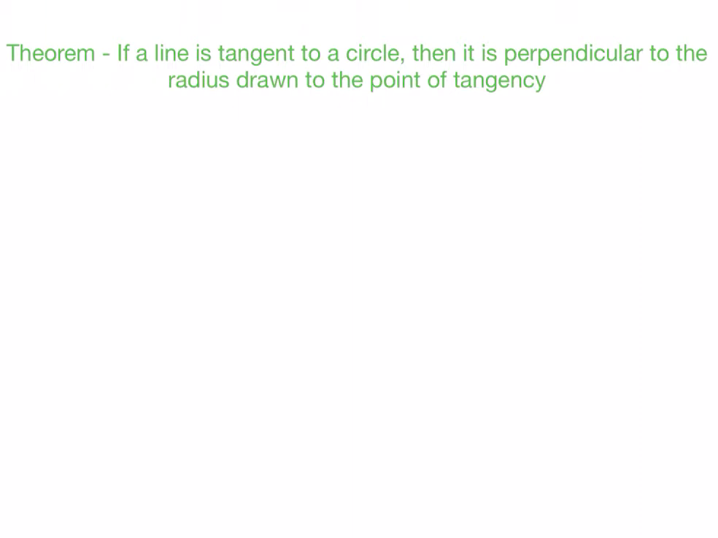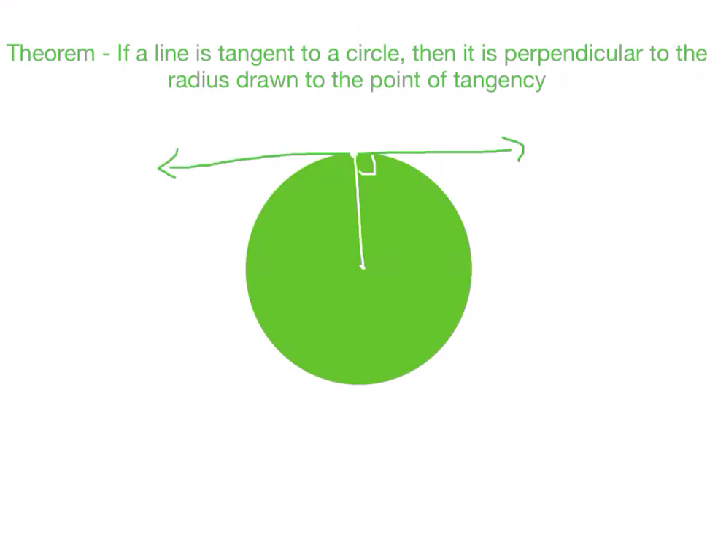Let's take a look at a theorem that we may have. If a line is tangent to a circle, then it is perpendicular to the radius drawn to the point of tangency. So here is what it might look like. We have a tangent that's drawn, intersects the circle in exactly 1 point, and we have that point of tangency. It's going to be perpendicular, forming a right angle with the radius that's drawn. So no matter where you draw a tangent line, it will be perpendicular to the radius at the point of tangency.